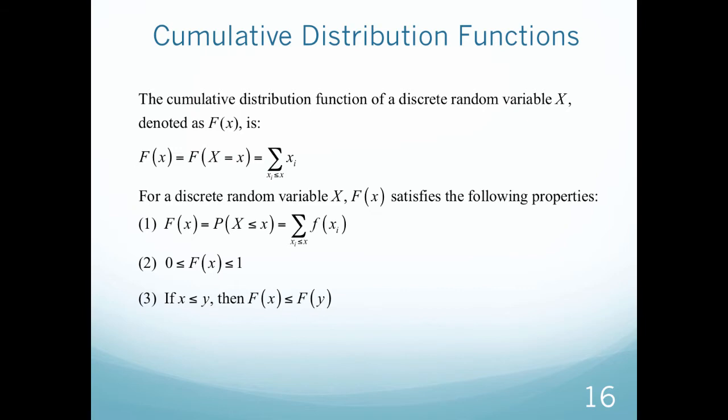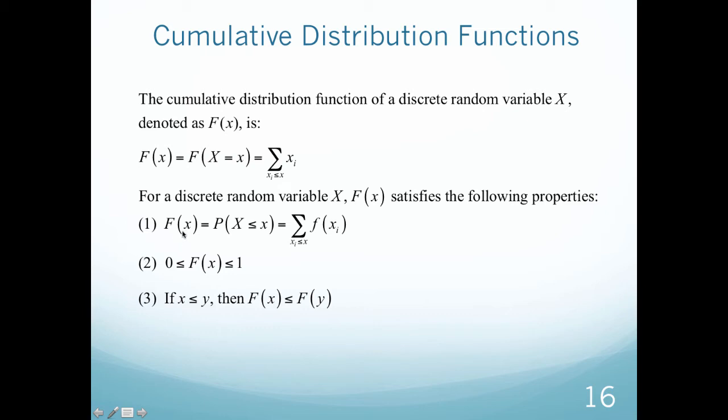The cumulative distribution function of a discrete random variable is as follows. So I have this, the probability of x, or f of x, capital F of x for a CDF, is equal to the summation of f of x for all x values less than or equal to the value that I'm looking at. So just keep in mind, we're going to be summing up all values less than the one that we're looking at.